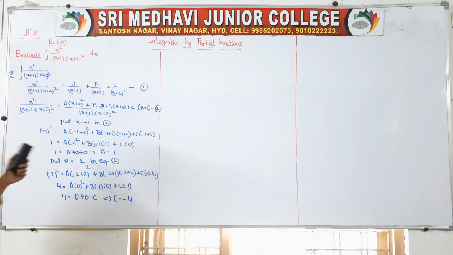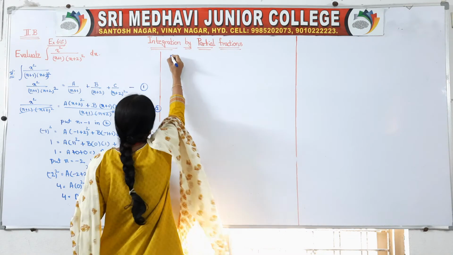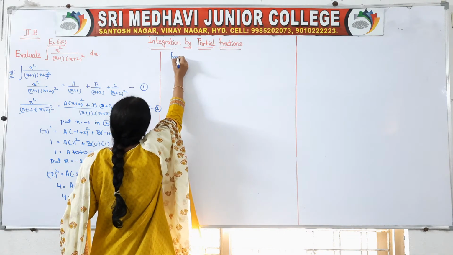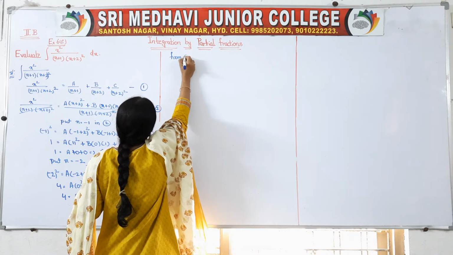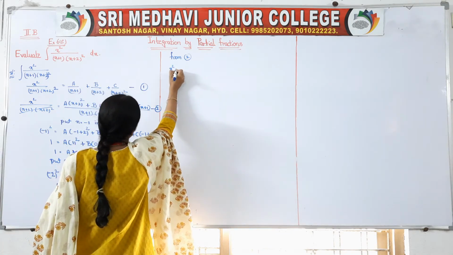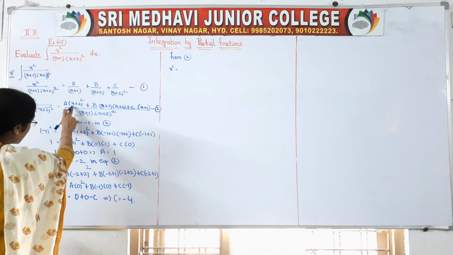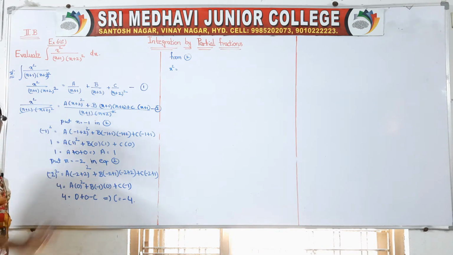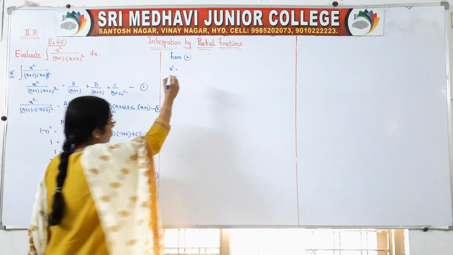That means first you expand this equation. So from equation 2, what happens? Your second equation, the left side is x square and the right side is A into (x plus 2) whole square, A plus B whole square form.